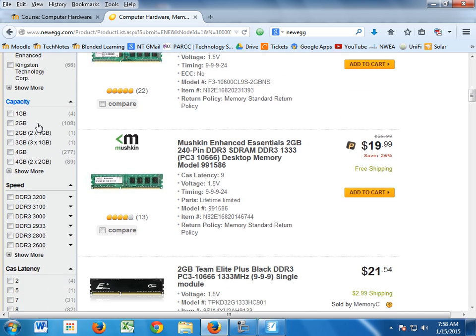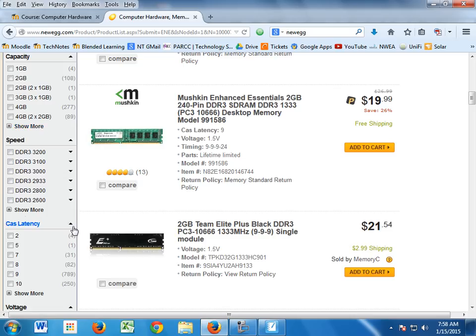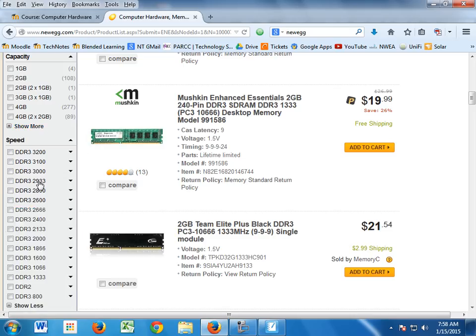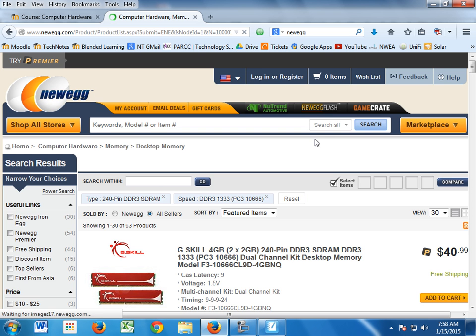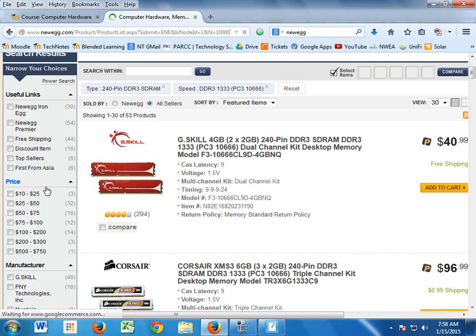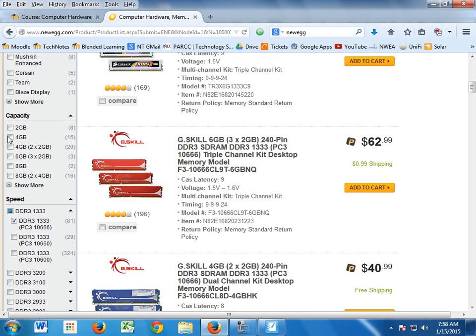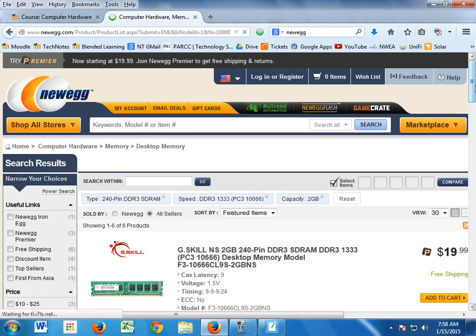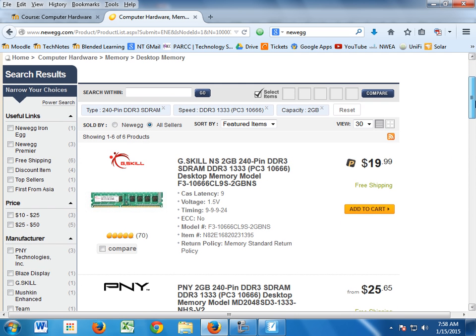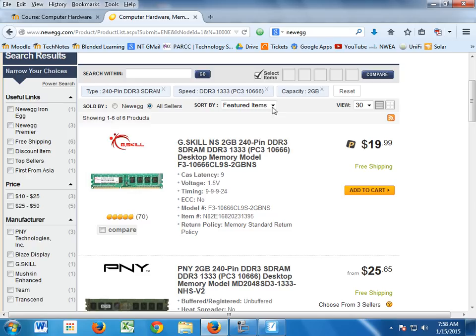I'm going to look at the exact same speed, so I'm going to show more. I'm going to go down here to 133. So I'm just looking at the exact same speed of RAM. I'm even going to be specific, say I want the same size. I'm going to look at 2 gig sticks. So I'm limiting myself now down to 8 different sticks. So as I look at these, I've picked all the same. So this is DDR3 1333, PC3 1066. Really, you're just looking at the PC3.